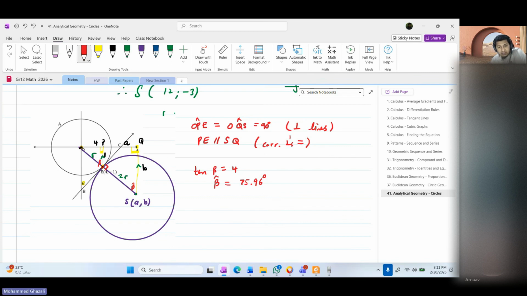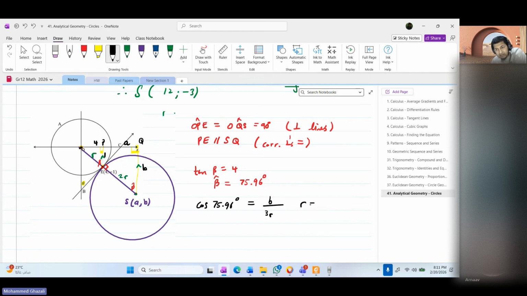We have this angle, which is 75.96 degrees. If we have the angle, this is 3R. Oh, yes. Remember the value of R is given. Adjacent over hypotenuse. So what is cos? So we're going to use cos of 75.96 degrees is equal to adjacent, which is B, over the hypotenuse, which is 3R.